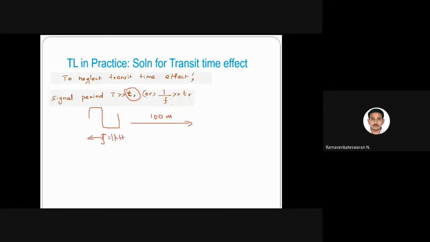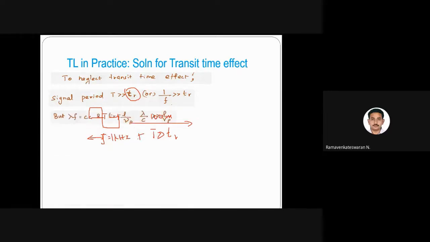You just put it in terms of time durations, and you will get the time cycle, so you get some time period here. Let us take T. After 100 meters, if the transit time effect should be negligible, this TR, the time taken to transfer this signal, should be very small, so that it is unnoticeable. T should be very large compared to TR, so that I won't notice any delay.